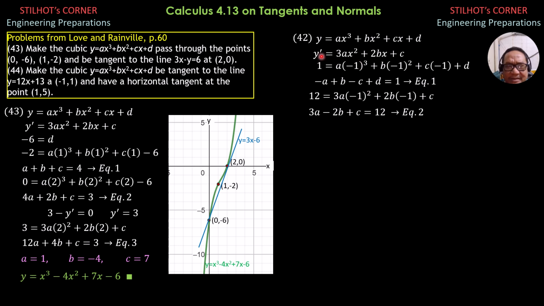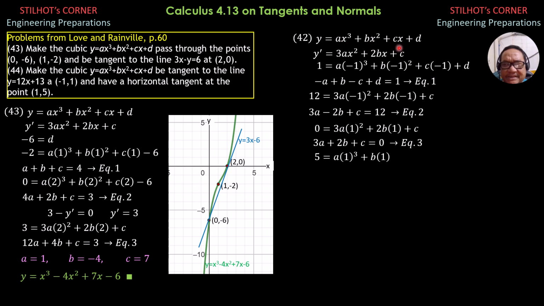Then we have to consider next the slope of the tangent being 0 at (1, 5). So x is 1, y prime is 0. So 0 equals 3a times 1 squared plus 2b times 1 plus c. Simplifying, that's 3a plus 2b plus c equals 0. Call that equation 3. Then lastly, (1, 5) is also a point on the cubic. So substitute: 5 equals a times 1 cubed plus b times 1 squared plus c times 1 plus d. Simplifying, that's a plus b plus c plus d equals 5.